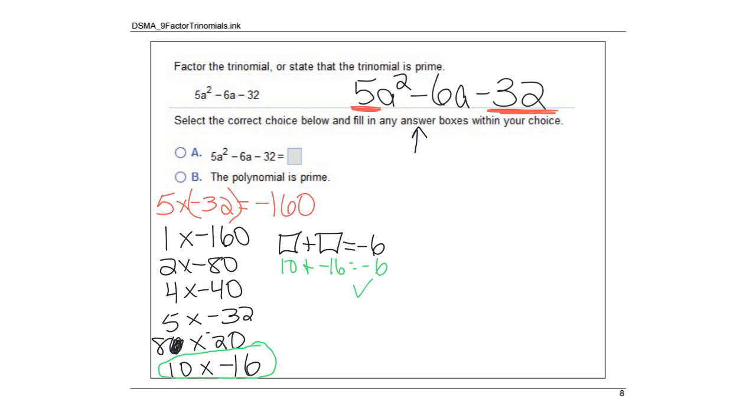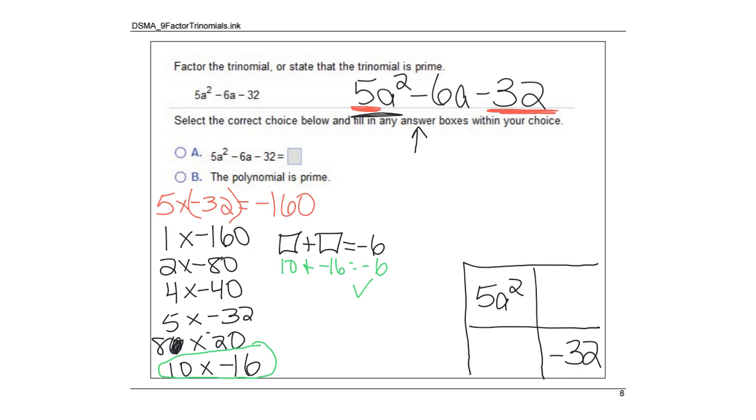All right, so let's draw our box. We'll draw it down here. Okay, so the 5a squared goes in the first box. The -32 goes in the last box. So always from the original problem, the first term, the 5a squared, goes in this first upper left-hand corner, and then the -32, the last term, goes into this bottom right-hand corner.